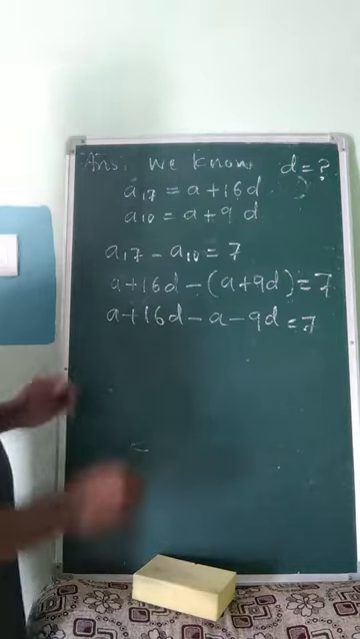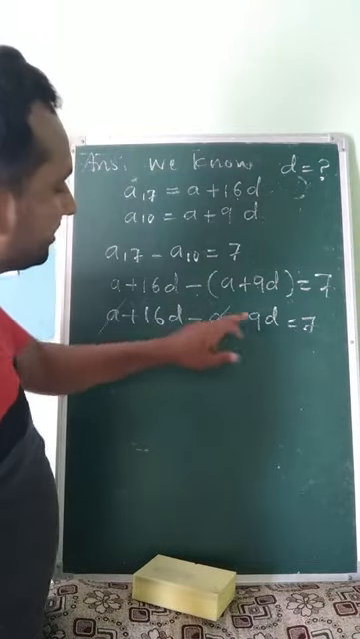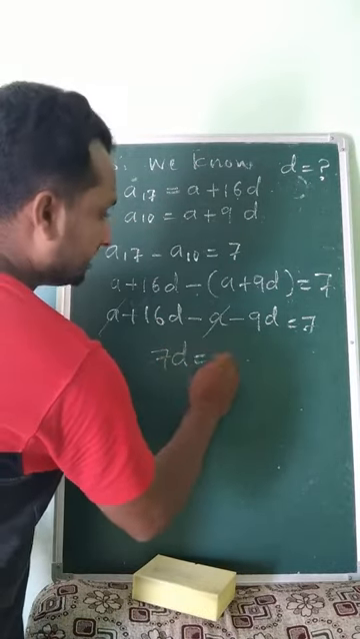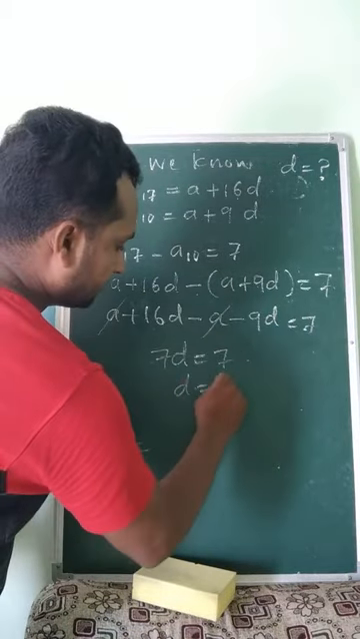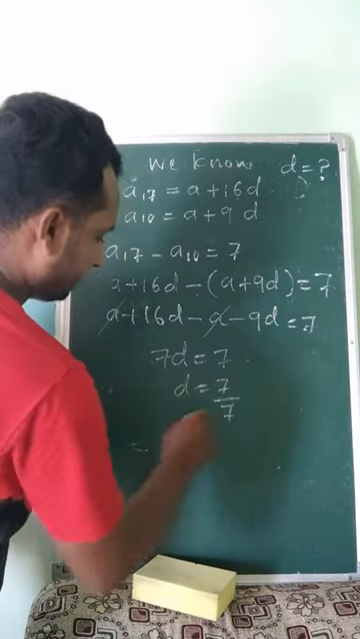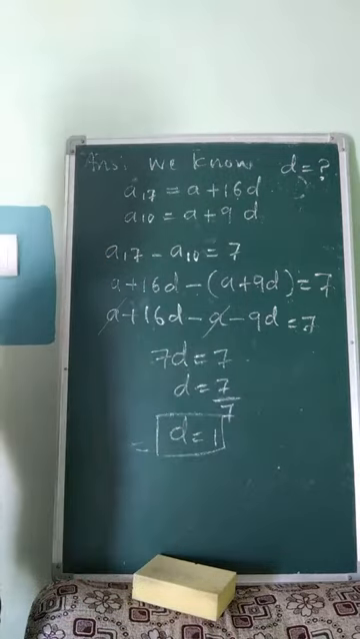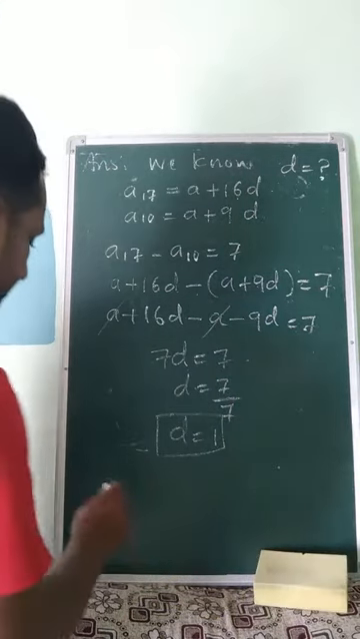Isn't it? Then see that plus A minus A get cancelled. 16D minus 9D, how much here? 7D is equal to 7 as it is. Therefore D is equal to 7 upon 7. Then D is equal to 1. See, what is the common difference of this AP here? 1 is the common difference.